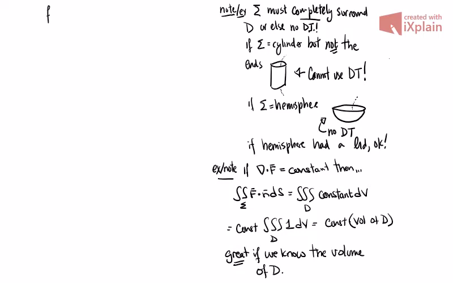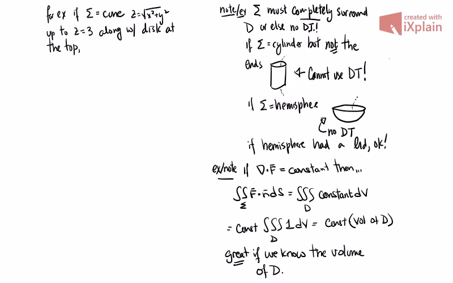So, for example, if sigma is the cone, say z equals the square root of x squared plus y squared. So this is the cone opening upwards. I'll draw a picture in a second. Up to z equals 3. Along with the disk at the top. Oriented out. So in this case, if this were like this.